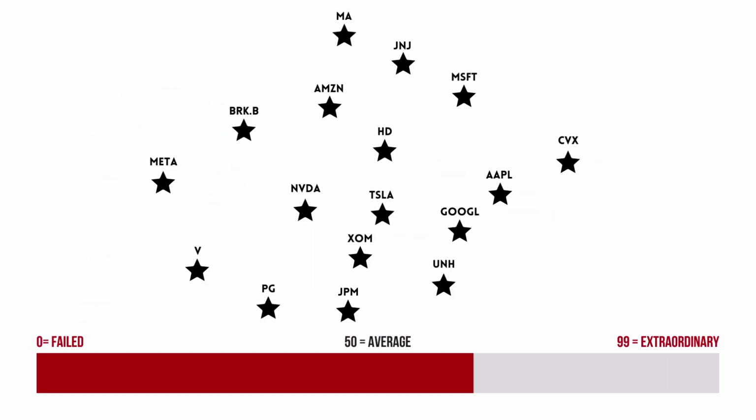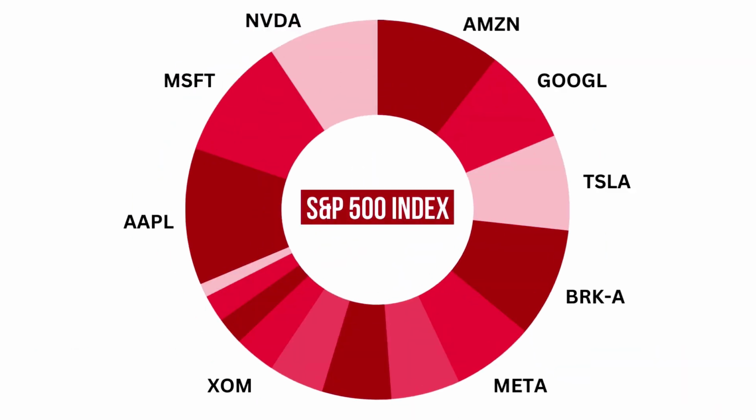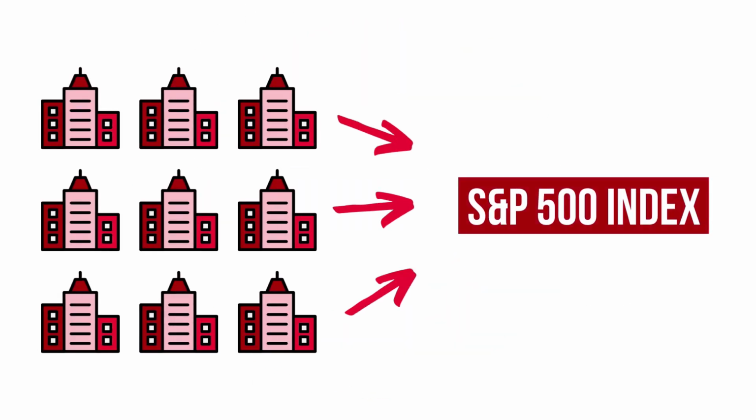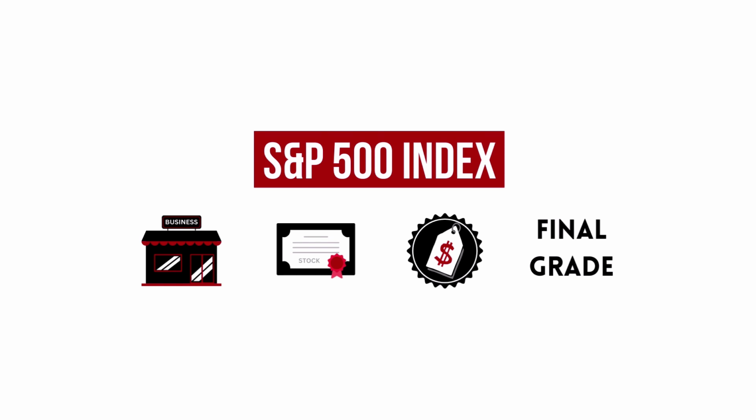So then how can we analyze the S&P 500 index? I've analyzed every company in the index, and that's where we'll begin. However, each company carries different weights, with Apple, Microsoft, Amazon, and so forth having the most impact on the index. We combine all these company grades together and treat the S&P 500 as if it were one giant company. We'll add the business, the stock, and the price together to get the final grade for the S&P 500.